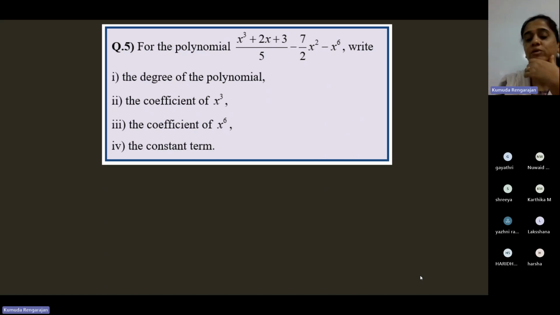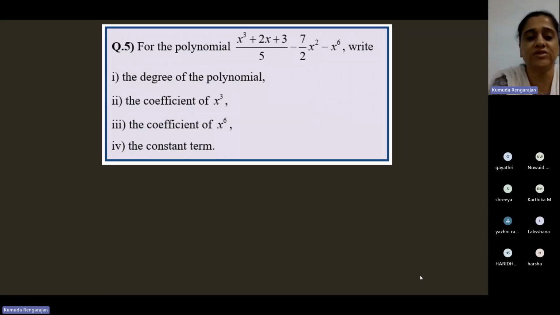So what's the degree of the polynomial? Online students, please participate. Degree of the polynomial. 11? 6. Correct, the degree of the polynomial is 6.